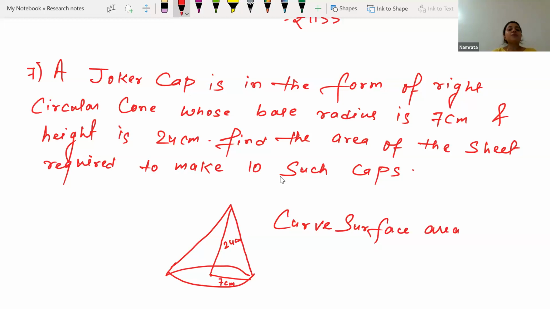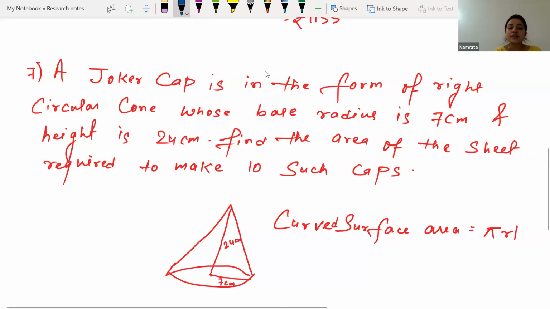So first we will be finding the curved surface area of this cone. What is the formula for curved surface area of the cone? Pi RL. What we know here? We know R. But do we know L? No. We don't know slant height over here. And without slant height, it is not possible to calculate the curved surface area of the cone. So let's find the slant height at first.